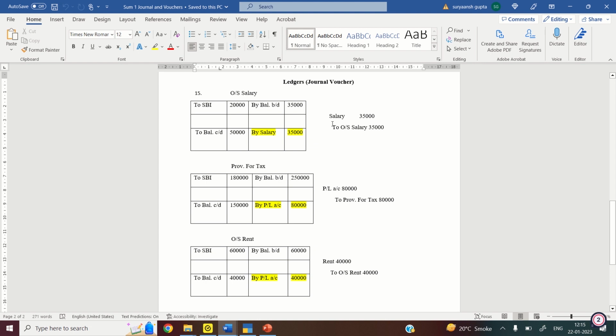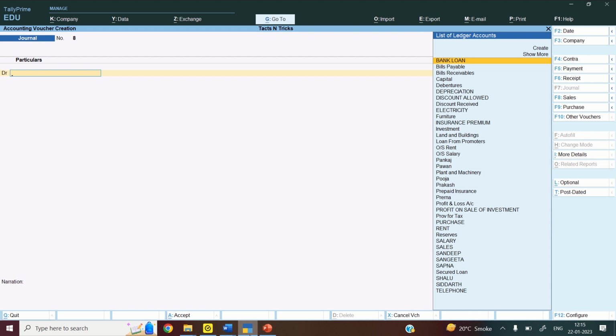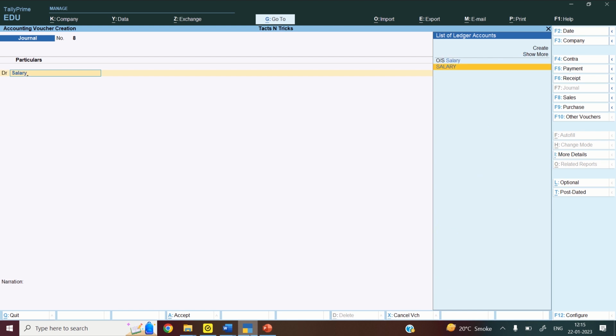So it will be salary to outstanding salary and will come in the journal voucher. The provision for tax balance will go to PNL, and it will come PNL to provision for tax 80,000. The outstanding rent balance will go to rent, and the journal entry will be here. Here it is mistakenly written PNL, but it should be the rent account, right? So the journal entry will be rent to outstanding rent, and it all will come in the journal voucher, right?